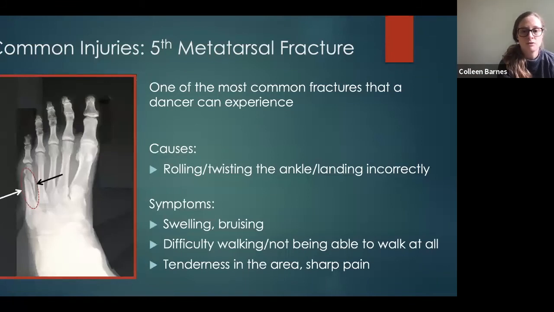Fifth metatarsal fracture, pretty excruciatingly painful, a super common fracture that a dancer can experience. And again, it can be a range of things, like supinating or sickling when on releve, that can lead to it. I was dropped and my ankle rolled as I fell. And that's how I broke my fifth metatarsal about 11, 12 years ago. Very common in dancers.